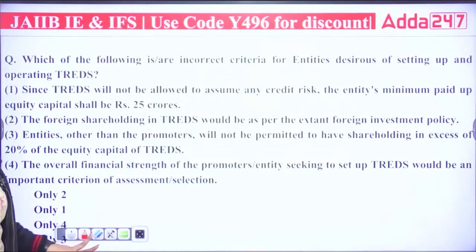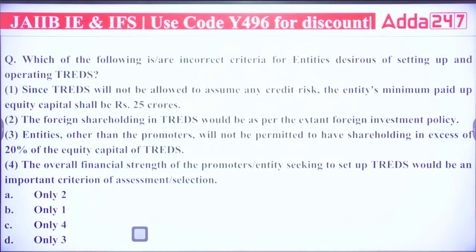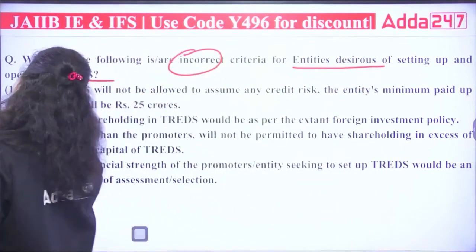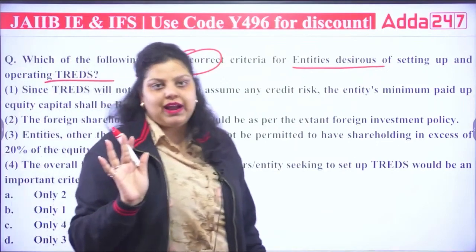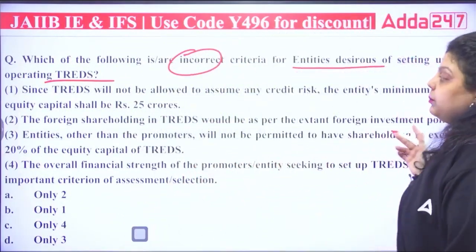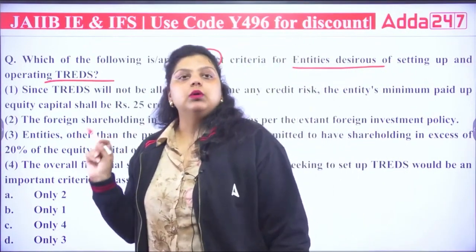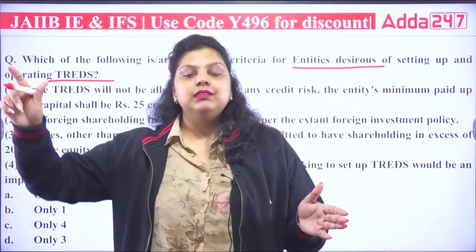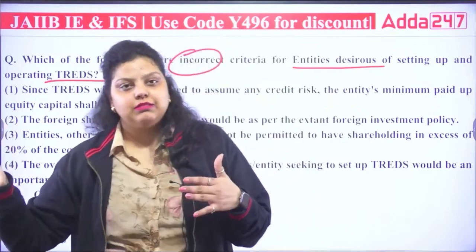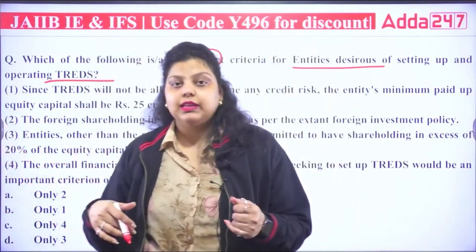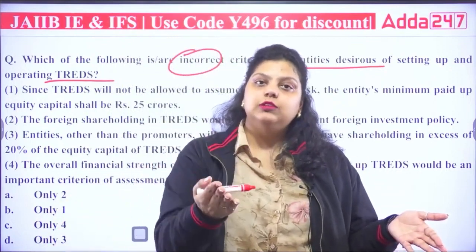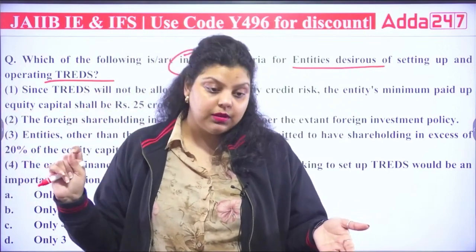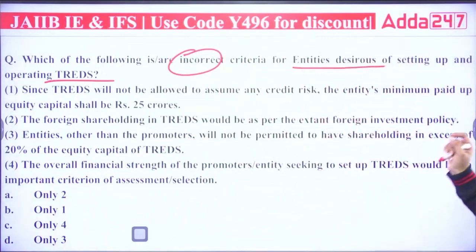Now, next question we have is about TReDS. Which of the following is an incorrect criterion for entities desirous of setting up and operating TReDS? So TReDS is a type of factoring only. But in TReDS, you will find it will be only for MSMEs. Like in factoring, the bank will provide immediate cash on your invoice to the seller for the purpose of further transactions or to start its own next contract or agreement. So the seller gets immediate cash while the seller shows the bank the invoice of the trade. Now, in case of TReDS, the seller will only be an MSME.